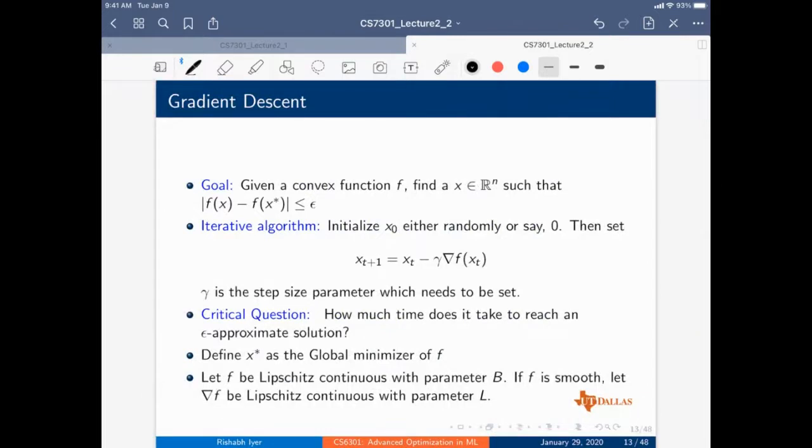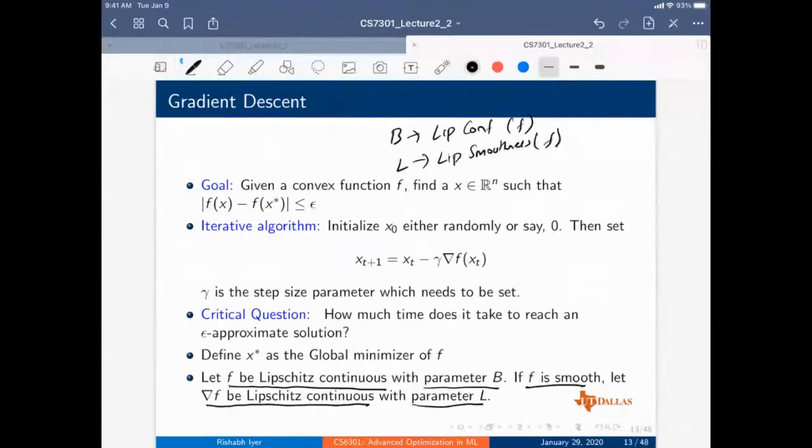In these results, we look at different properties of F. We assume, for example, that if F is Lipschitz continuous, then we say it is Lipschitz continuous with the parameter B. And if F is smooth, we'll say that the gradient of F is Lipschitz continuous with the parameter L, or we'll just say that F is Lipschitz smooth with a parameter L. So B is the Lipschitz continuity parameter of F, and L is the Lipschitz smoothness parameter of F.